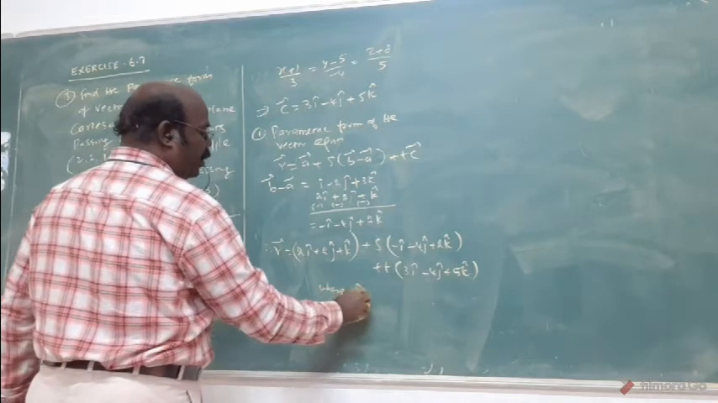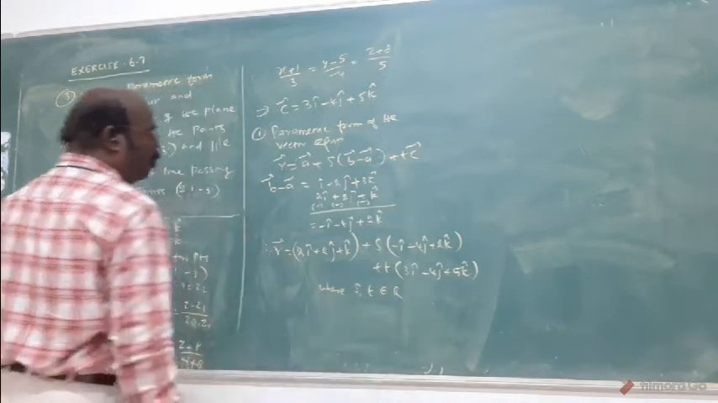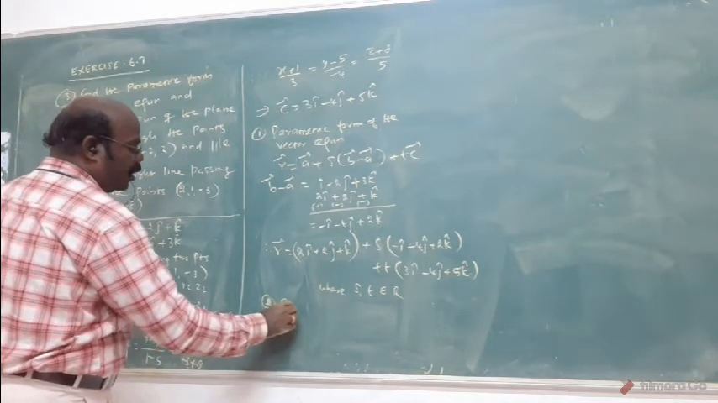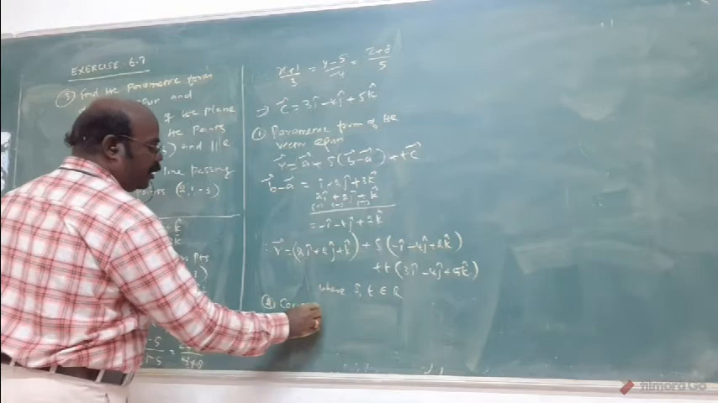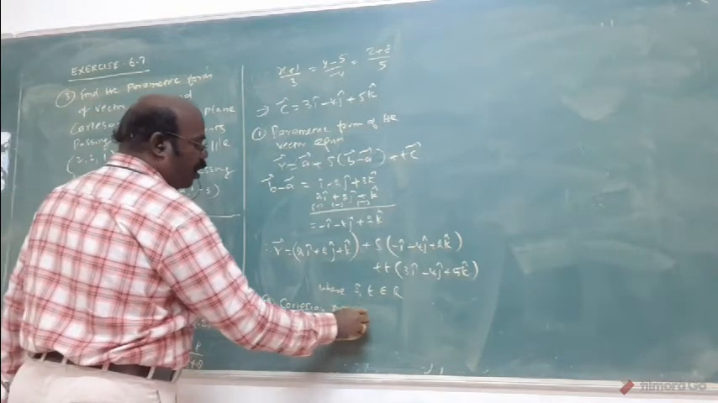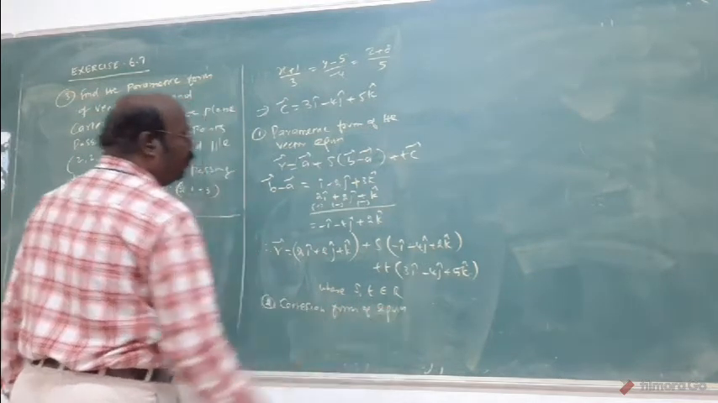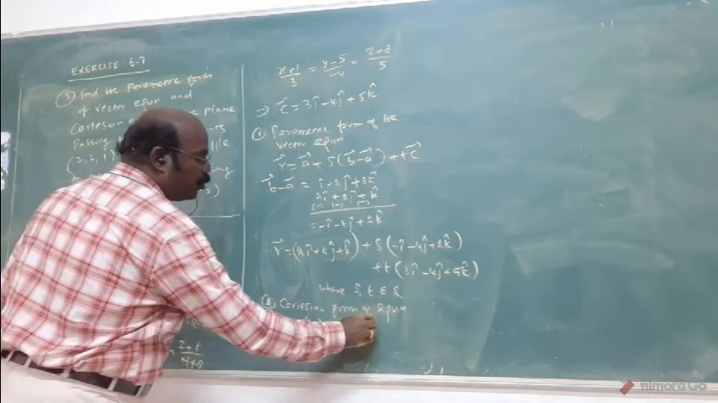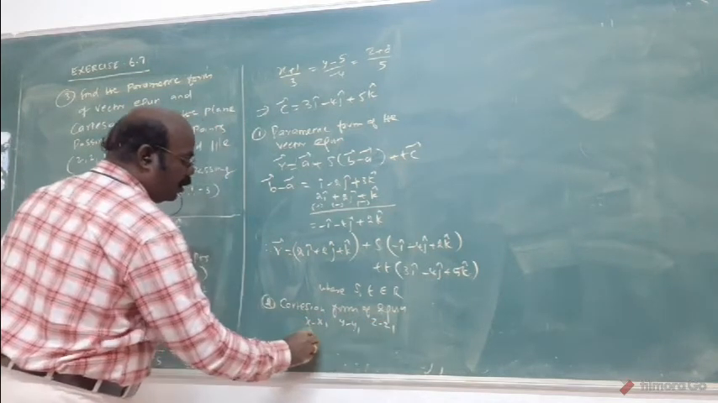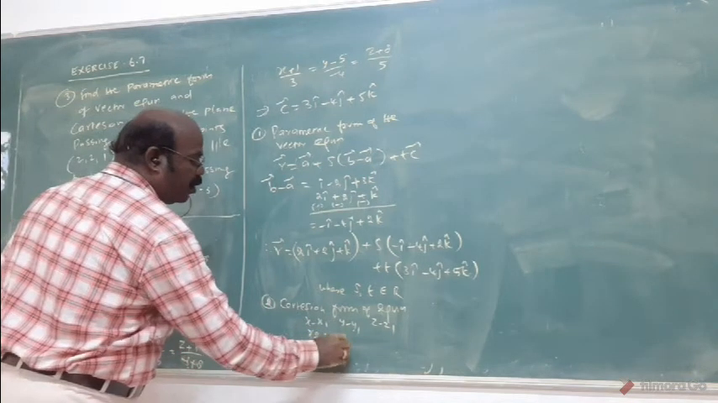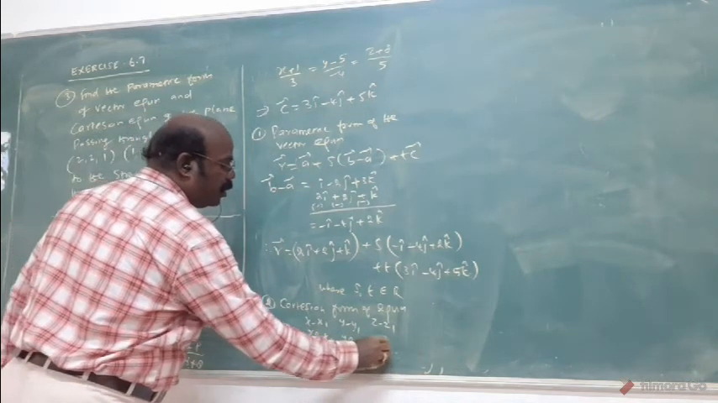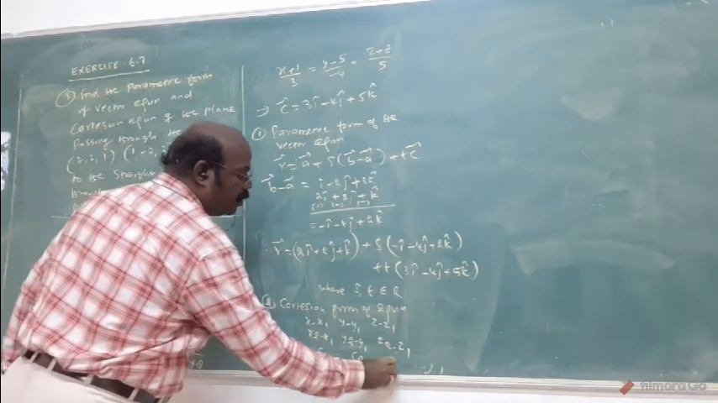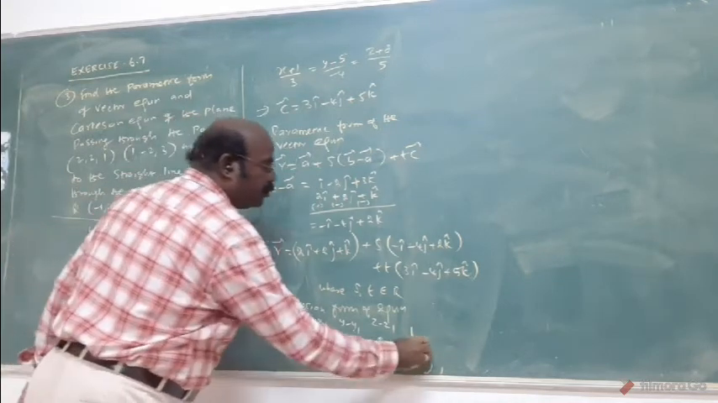Where S and B cancel. Now the second part: the Cartesian equation, the Cartesian form of the equation. What is the formula? The two-point formula: x minus x1, y minus y1, z minus z1; x2 minus x1, y2 minus y1, z2 minus z1; and the last row c1, c2, c3, equal to 0.